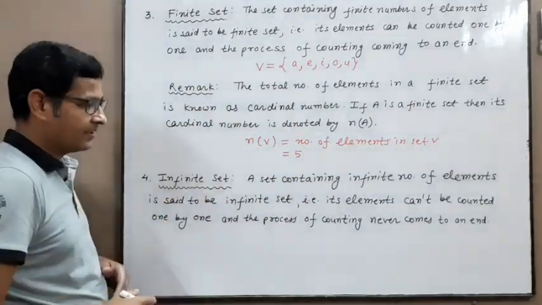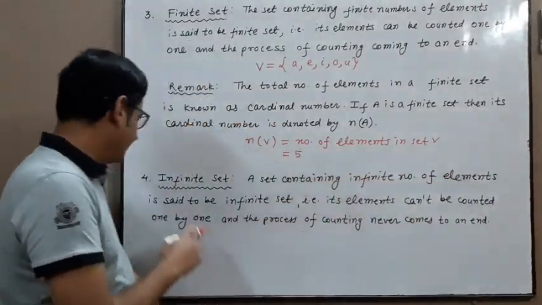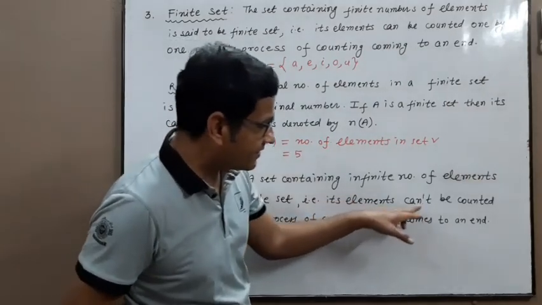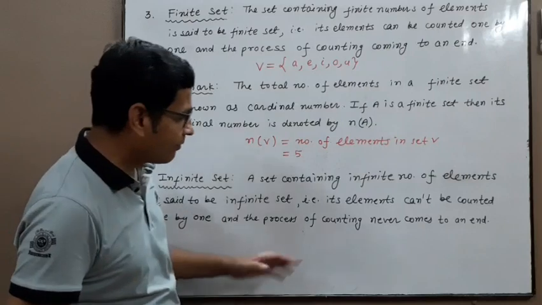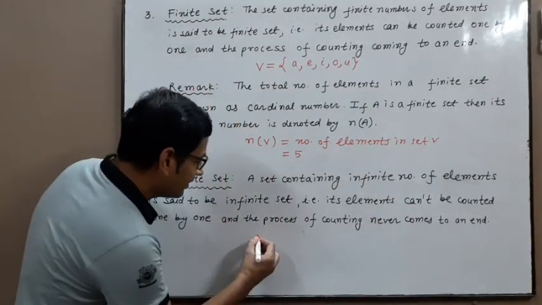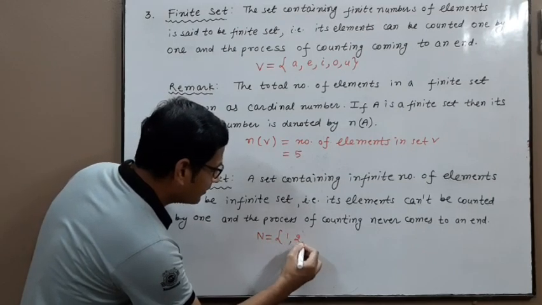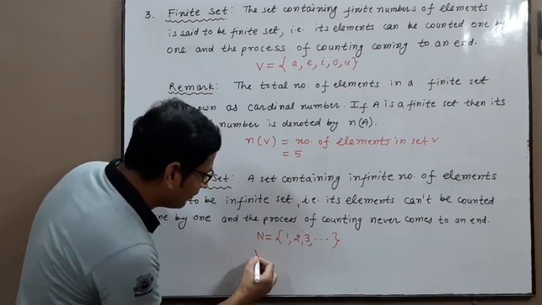Fourth, infinite set. A set containing an infinite number of elements is said to be an infinite set. That is, its elements can't be counted one by one and the process of counting never comes to an end. For example, set of natural numbers, set of whole numbers.